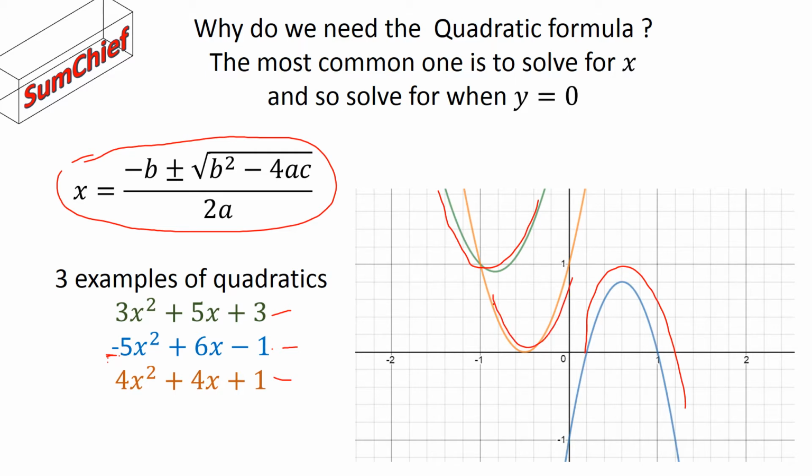You'll notice that this one crosses the x-axis twice, this being the x-axis, this being the y-axis. This one crosses it once, and this one doesn't cross it at all. So why does this happen? Well, let's have a look.